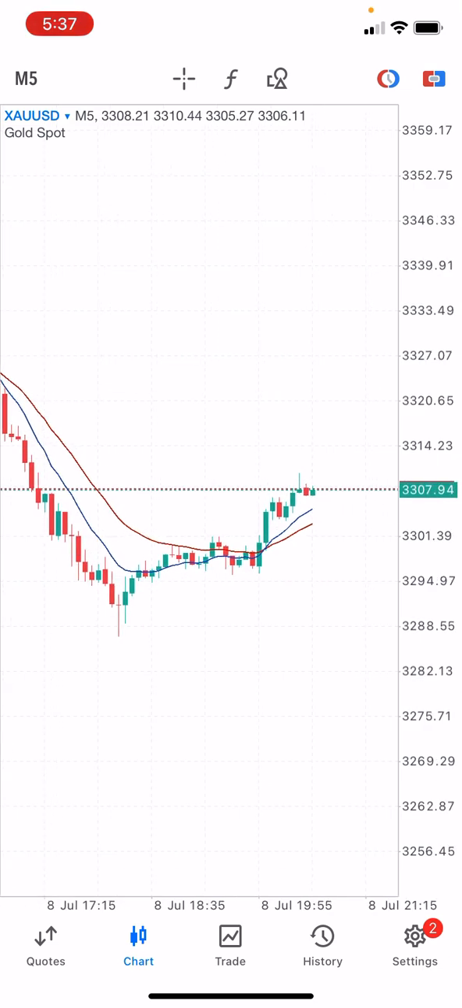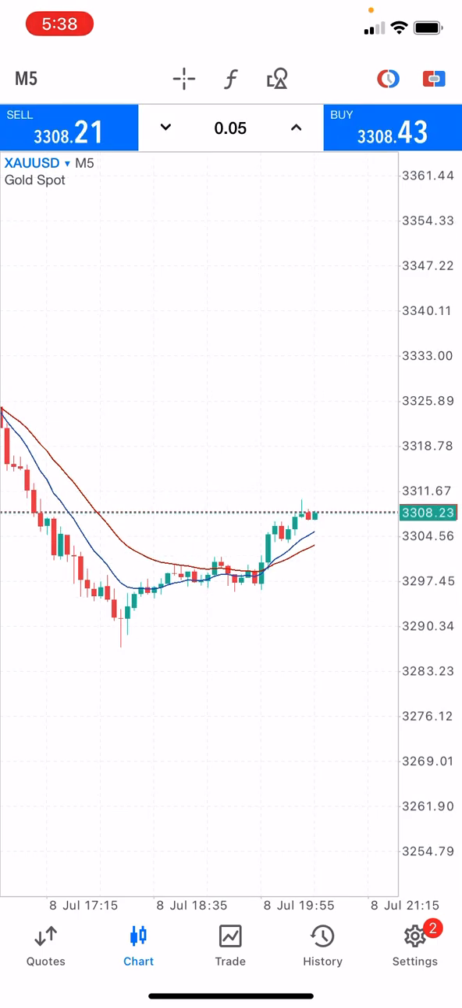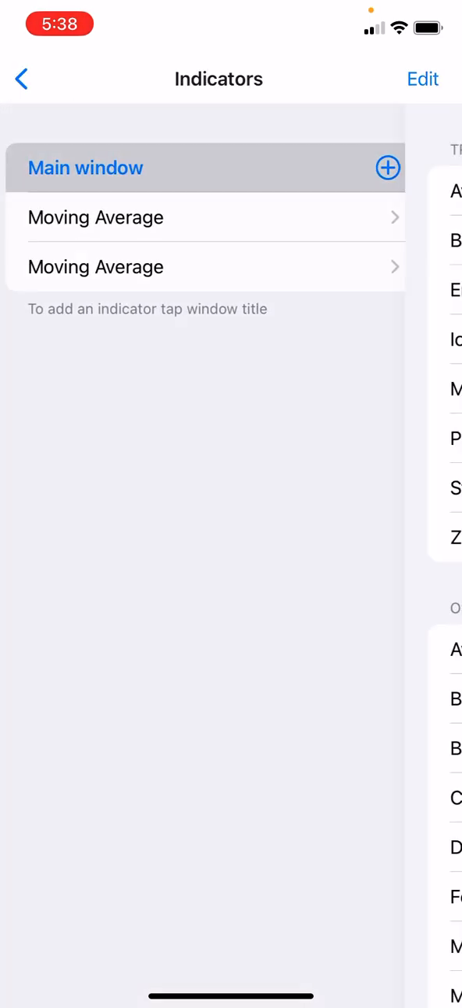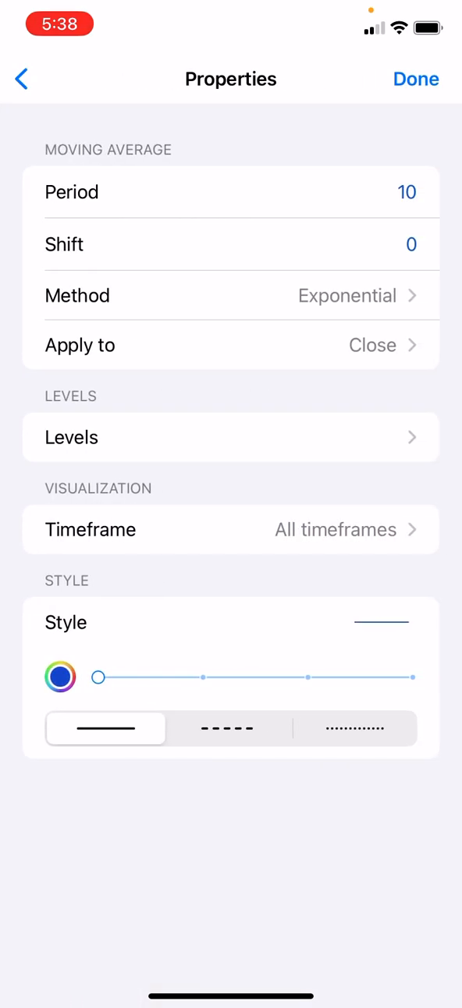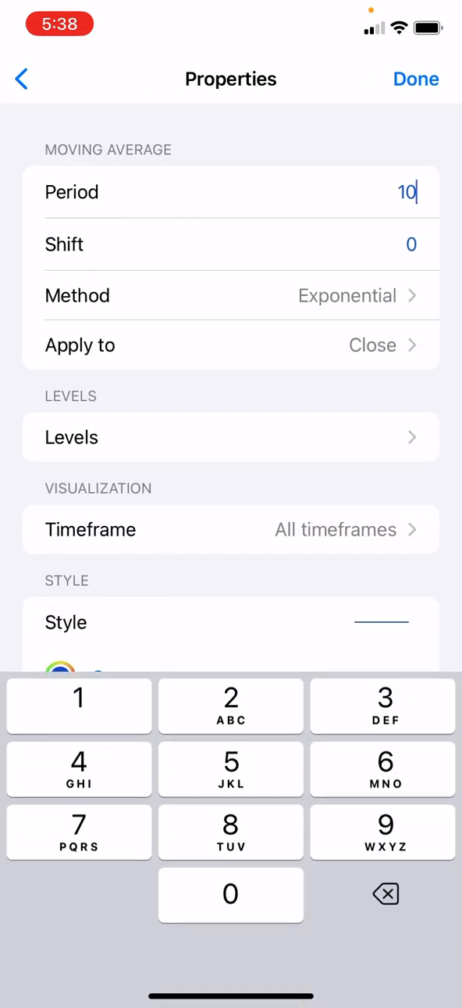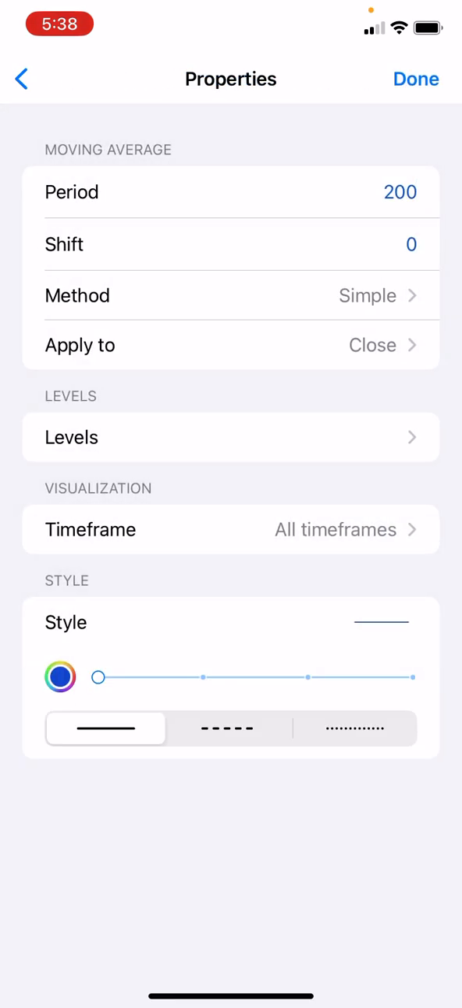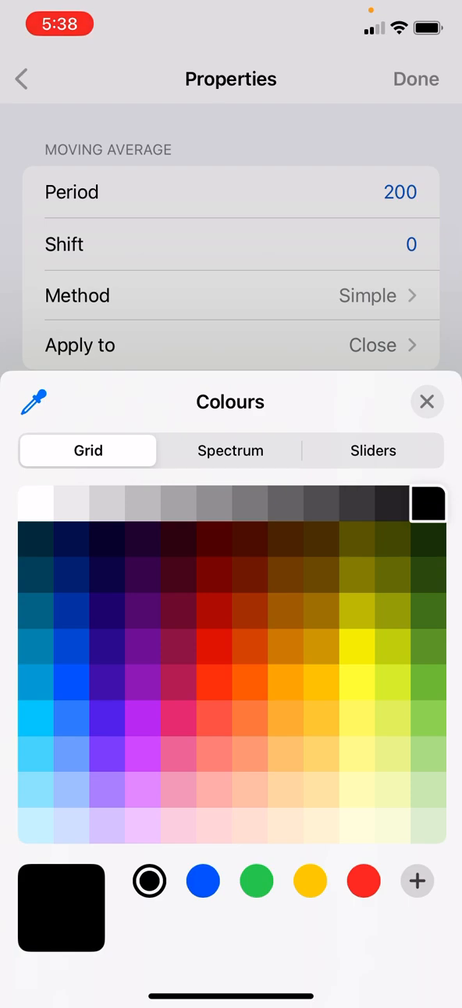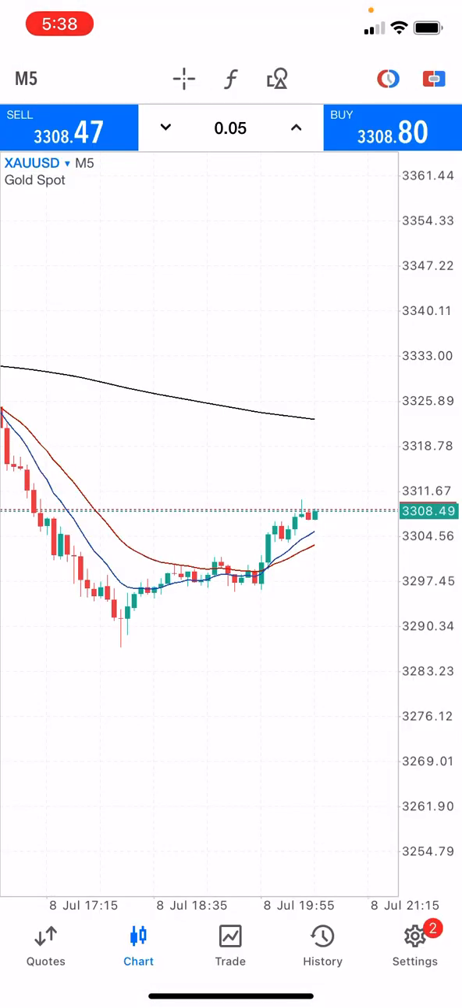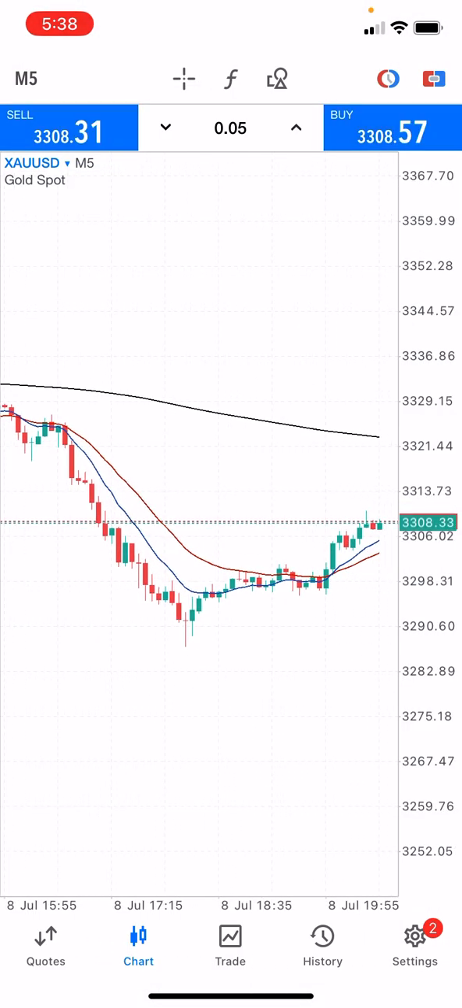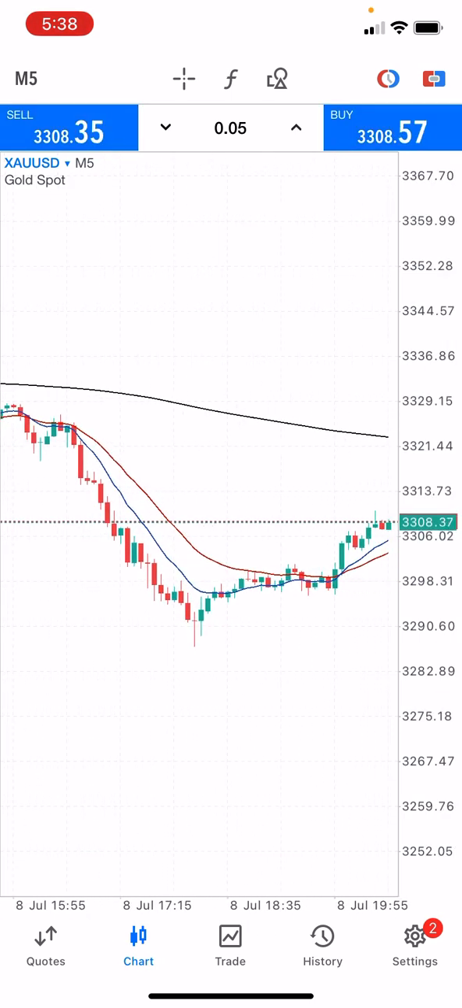Let's add the last indicator. We go again with main window, moving average, and then we set this one to 200. The method should be simple, not exponential, and then we select the color to be black. So we have another very slow moving average.